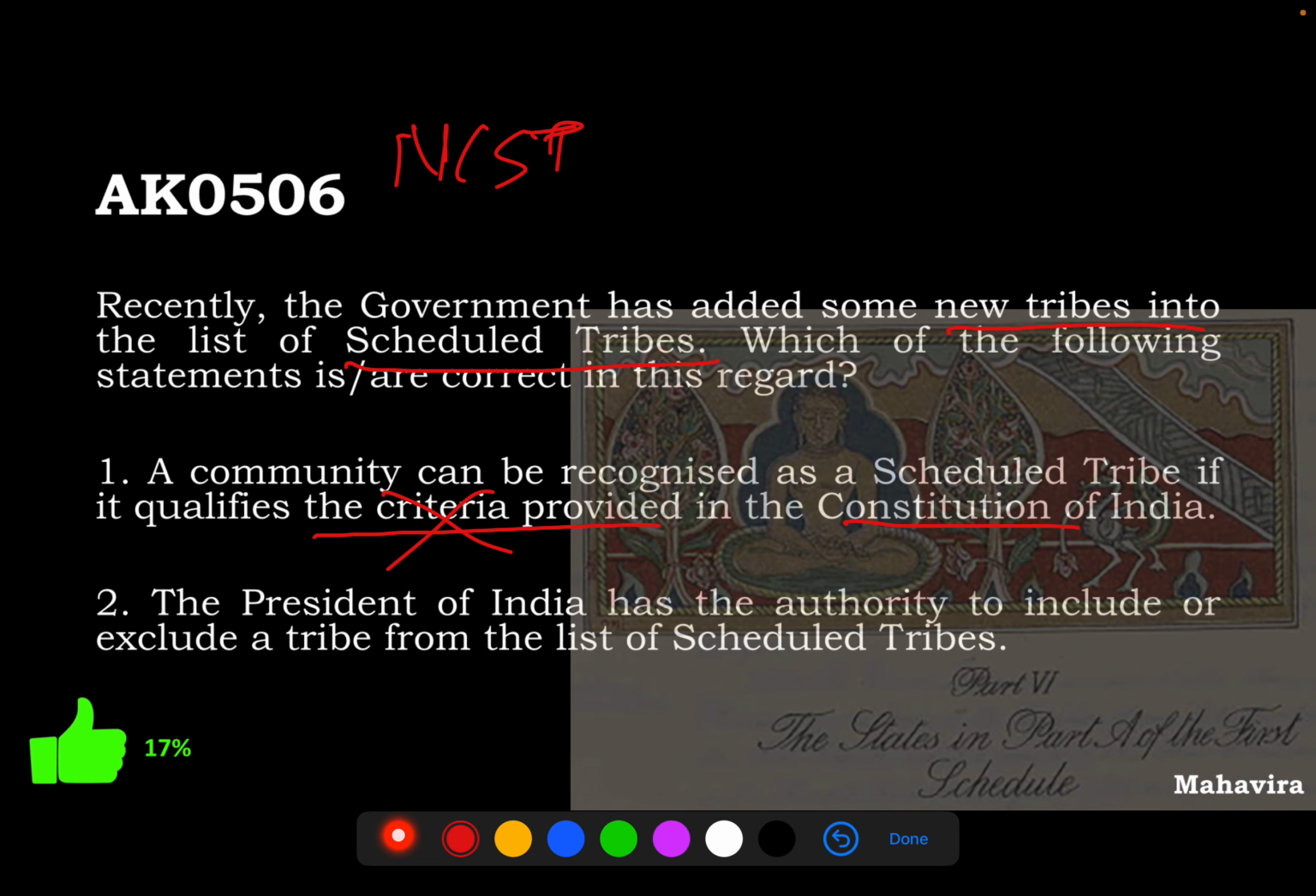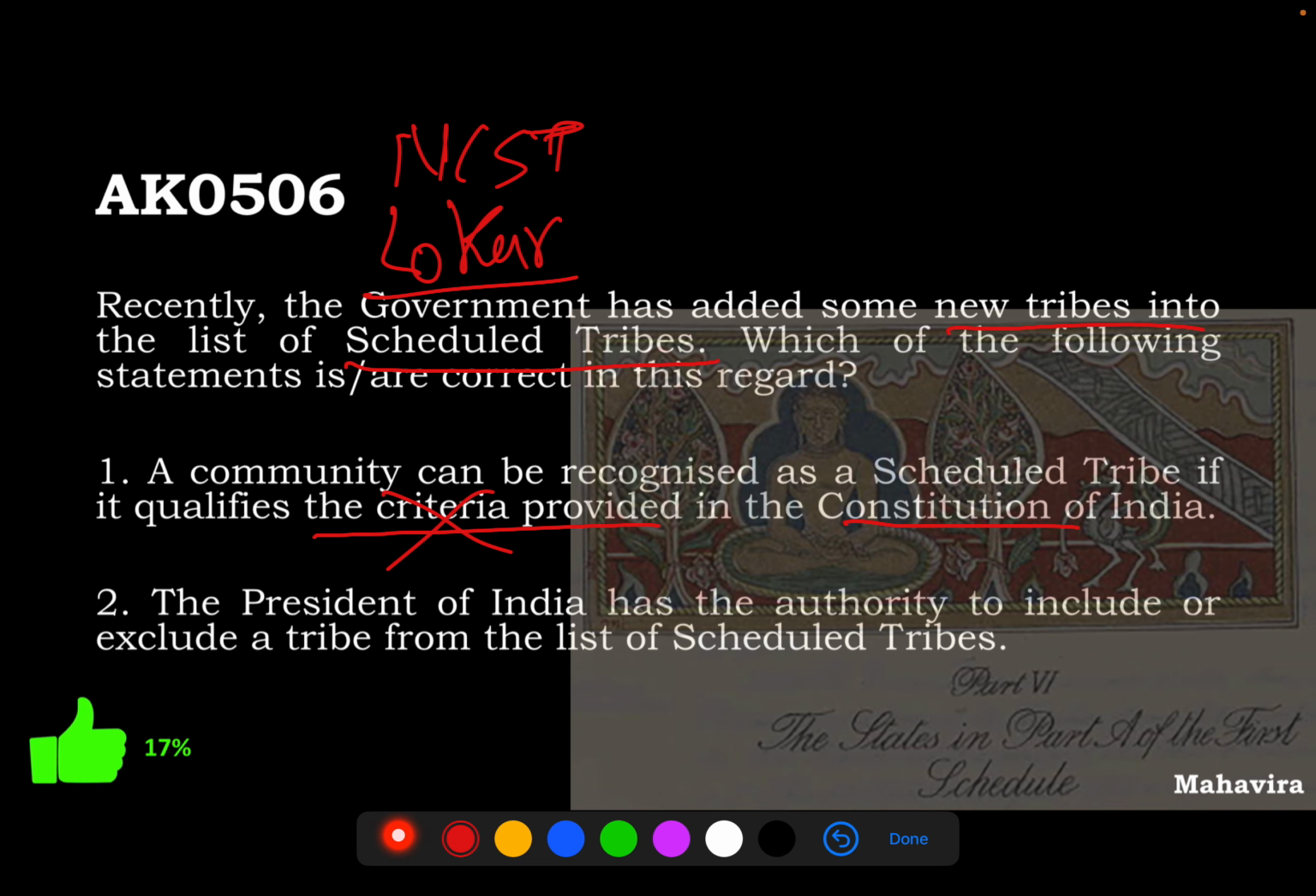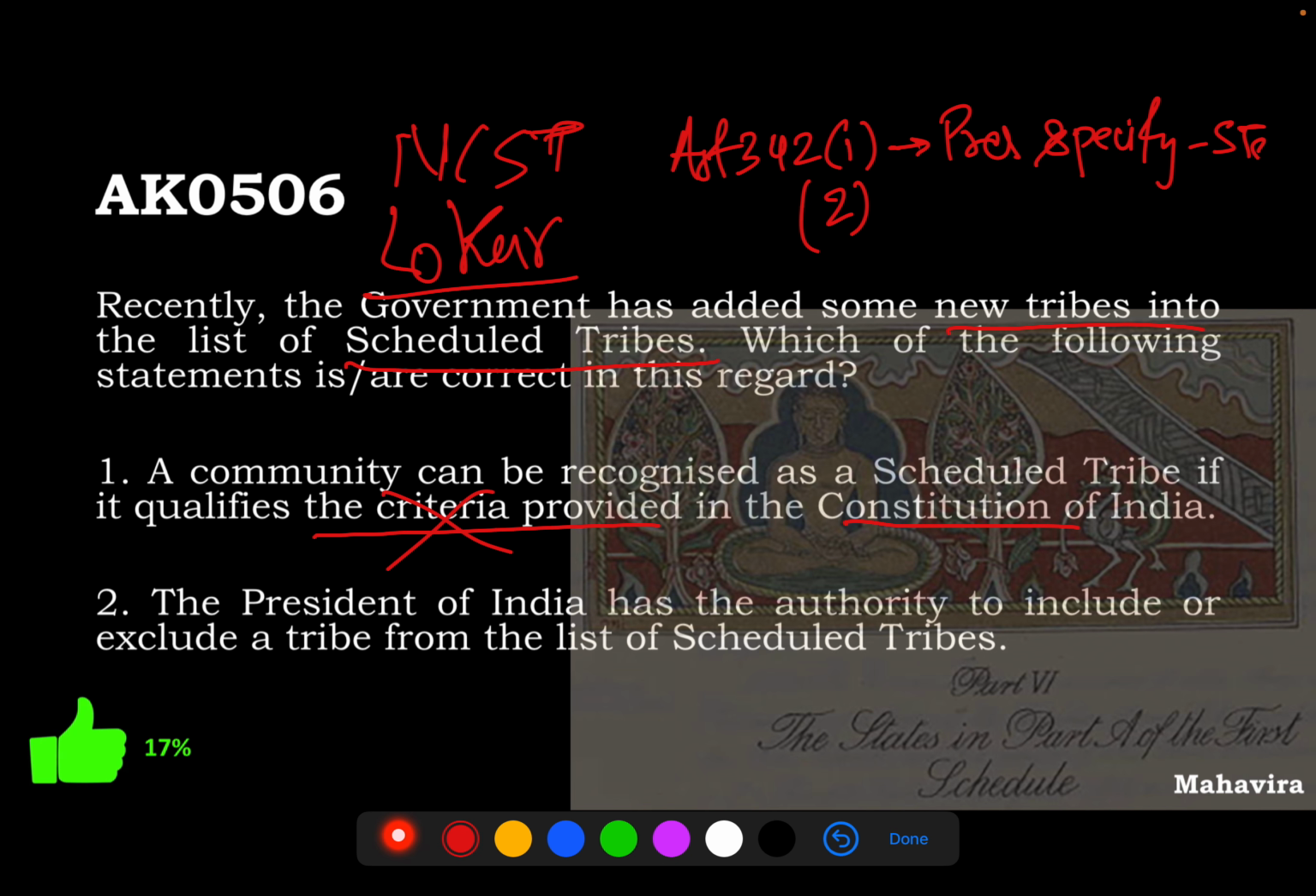Then there are criteria which are largely still the same as what was recommended by Lokur Committee. So from a social issues perspective, you should be really up to speed with this. For our purpose, there's nothing provided in the Constitution of India. Then there are two important clauses, same article, that is Article 342, Clause 1 and Clause 2, wherein Clause 1, it gives the power to the President to specify the tribes which should be deemed as scheduled tribes.